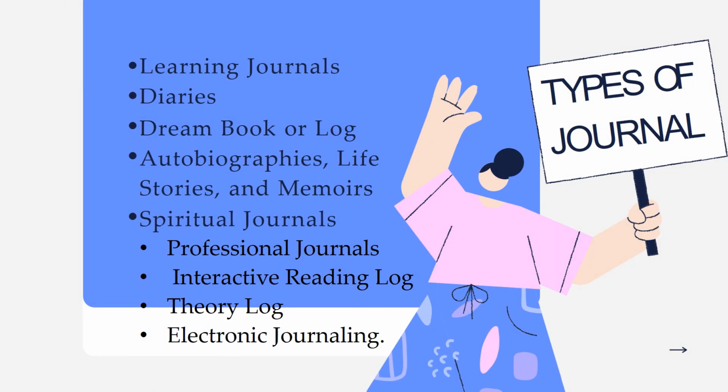Hamstra 2002 presented 9 types of journal. First is learning journal. Second is diary. Third is dream book or log. Fourth, autobiographies, life stories, and memoir. Fifth, spiritual journals. Sixth, professional journals. Seventh, interactive reading log. Eighth, jury log. And lastly, electronic journaling. Let's define them one by one.